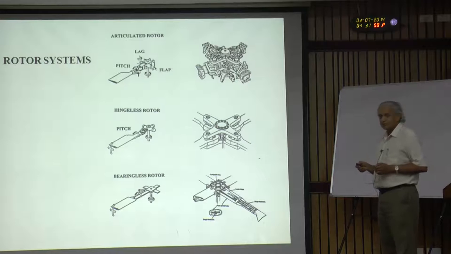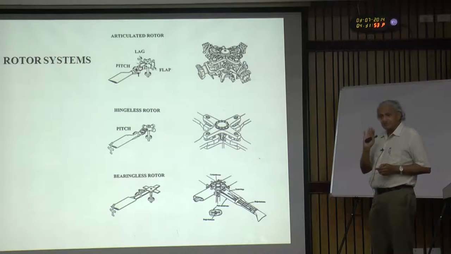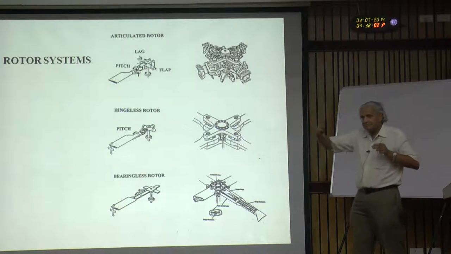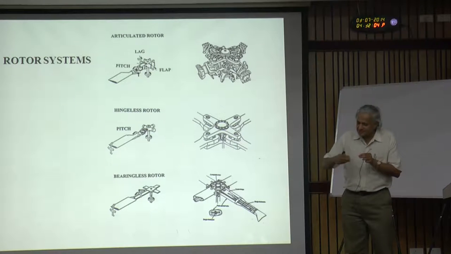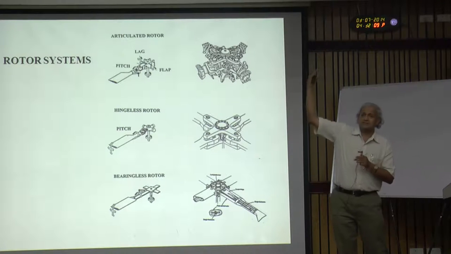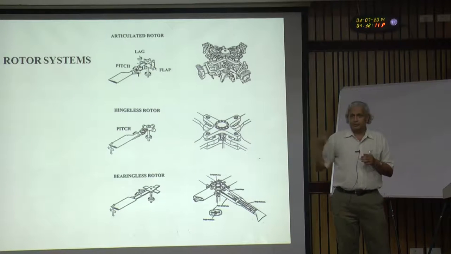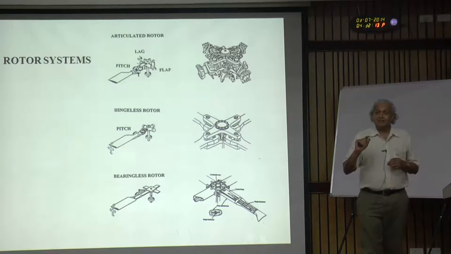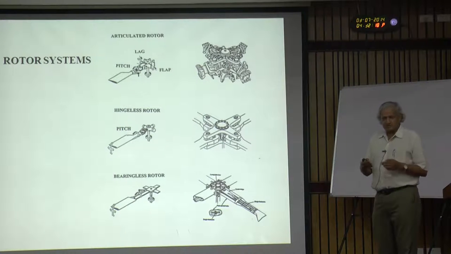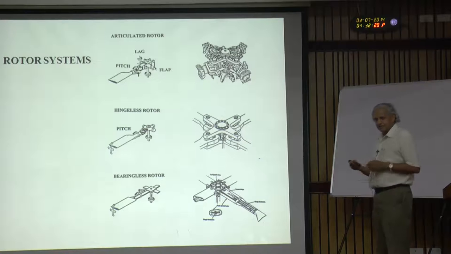When it came, they said, okay, we will remove the hinge, but we create an equivalent hinge. Equivalent means I design my blade such that it is flexible. At some section I create a flexibility so that it bends nicely. So you create a virtual hinge. But how is it possible? With composite material, because you can tailor the properties, etc.